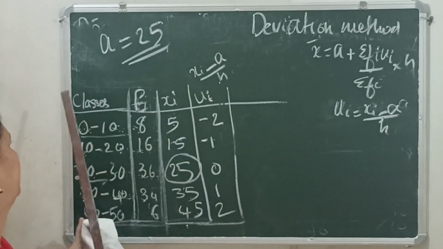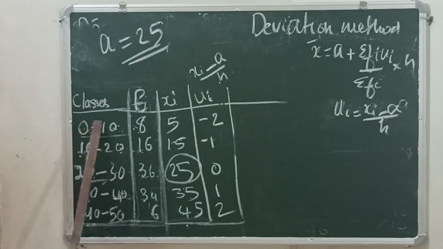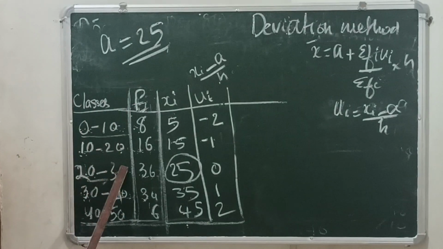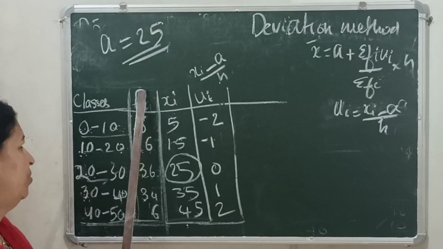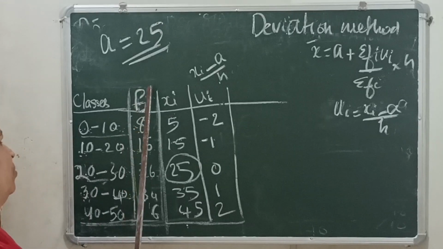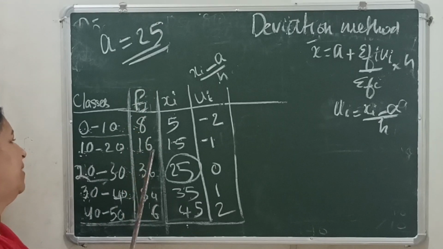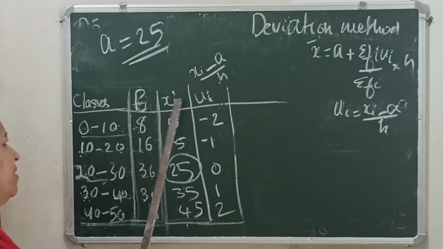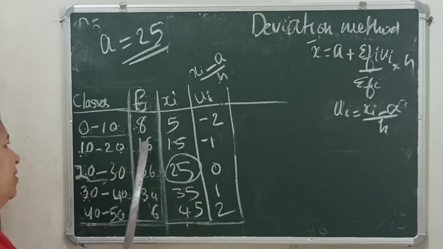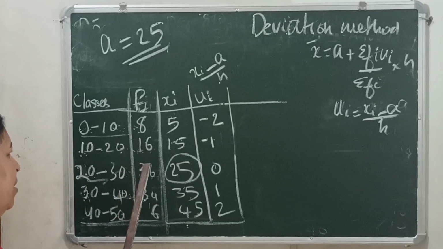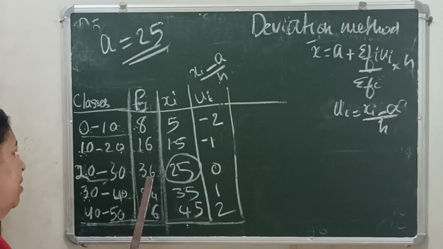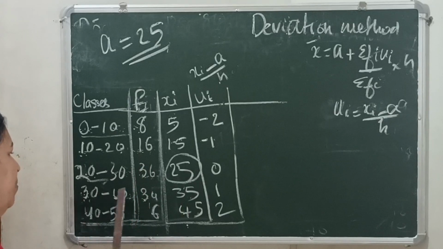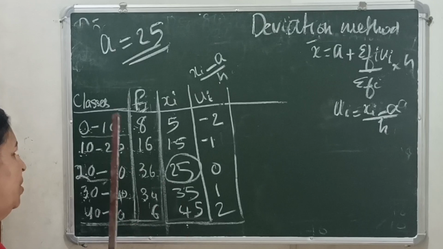Then next class interval 0 to 10, 10 to 20, 20 to 30, 30 to 40 and 40 to 50. Fi, number of students. In the question we have been given 8, 16, 36, 34 and 6. Then xi, for finding xi: 0 plus 10 by 2, 10 plus 20 by 2, 20 plus 30 by 2, 30 plus 40 by 2, 40 plus 50 by 2.